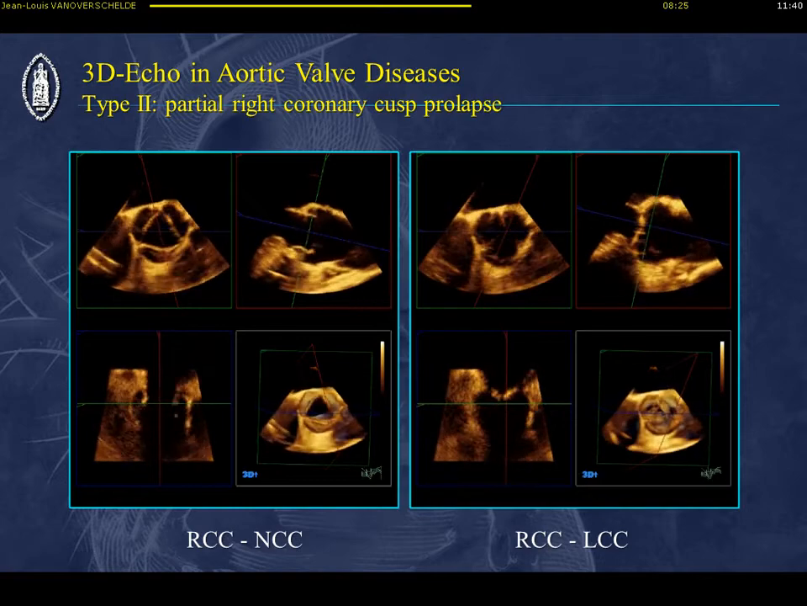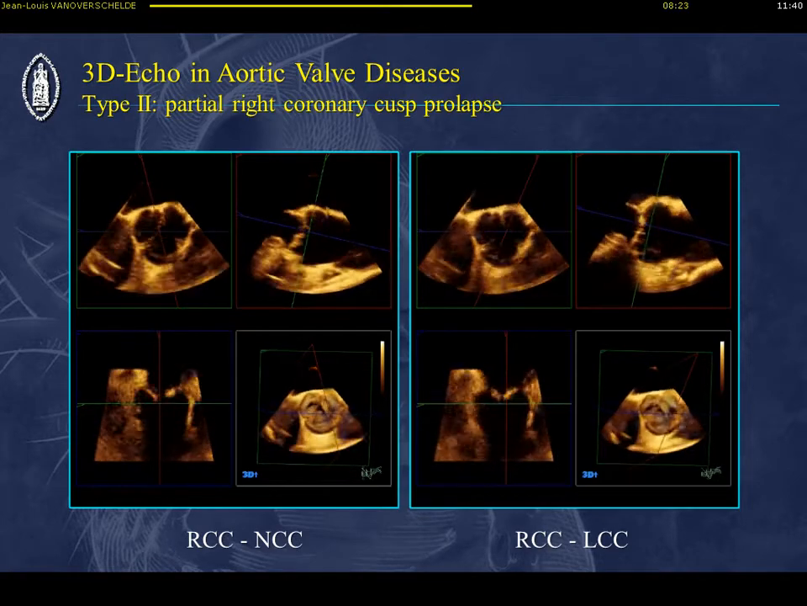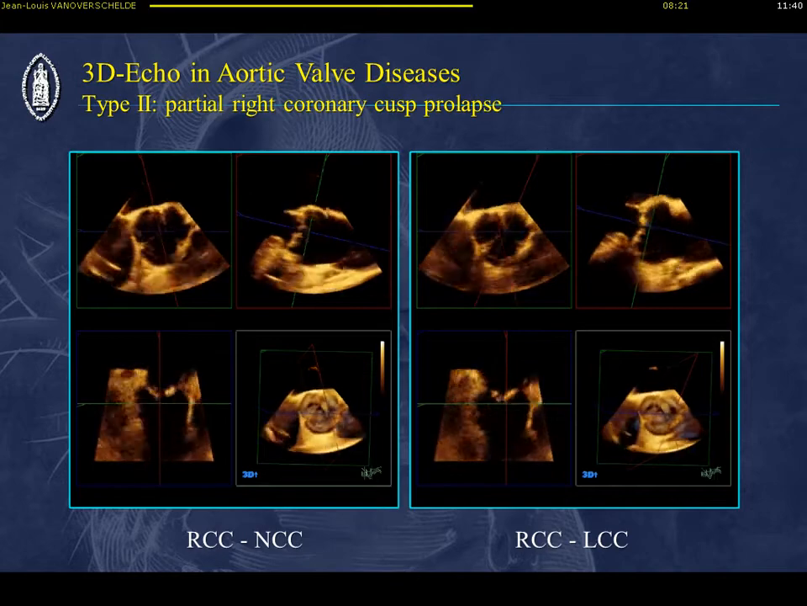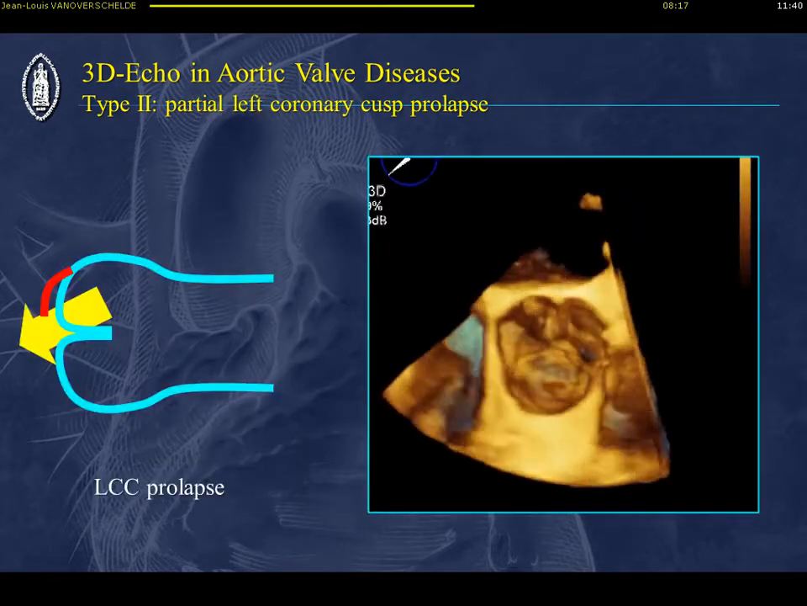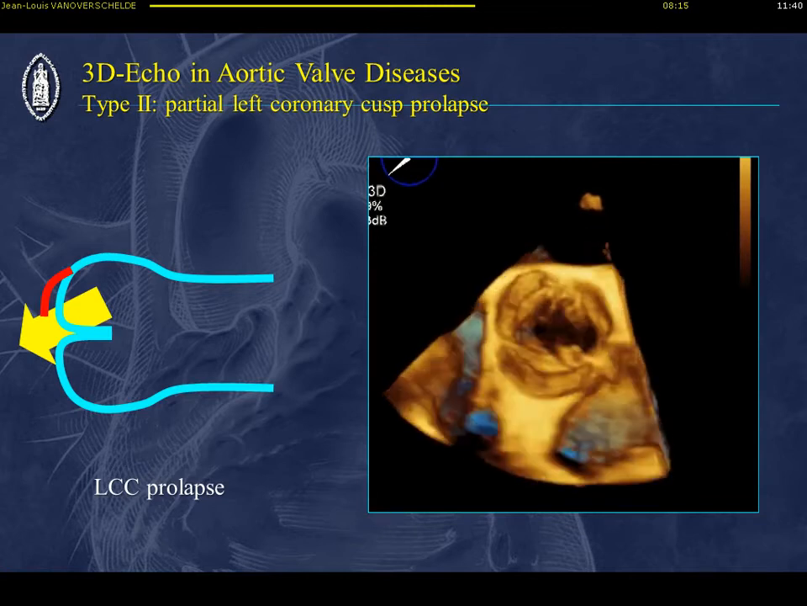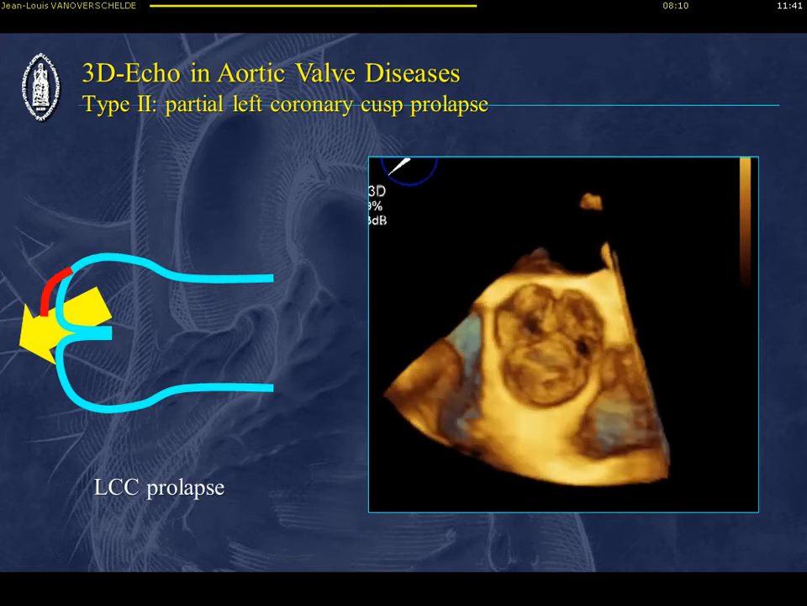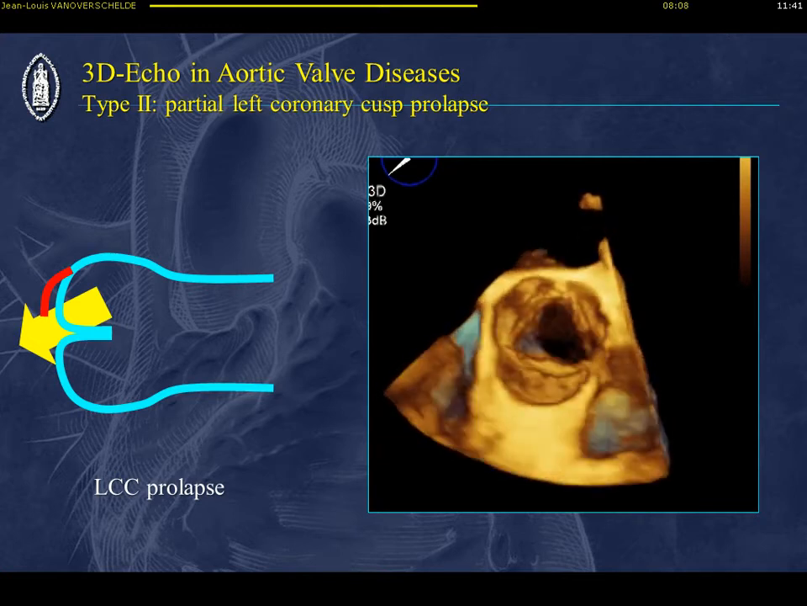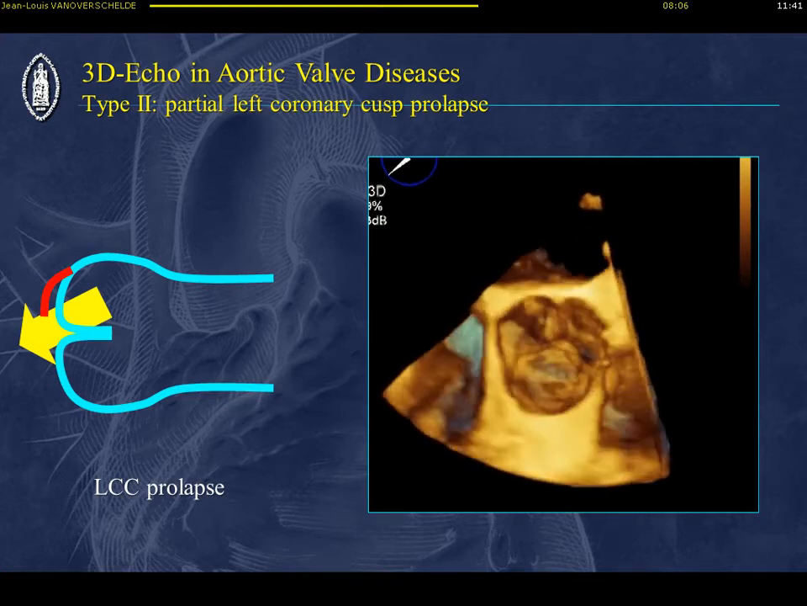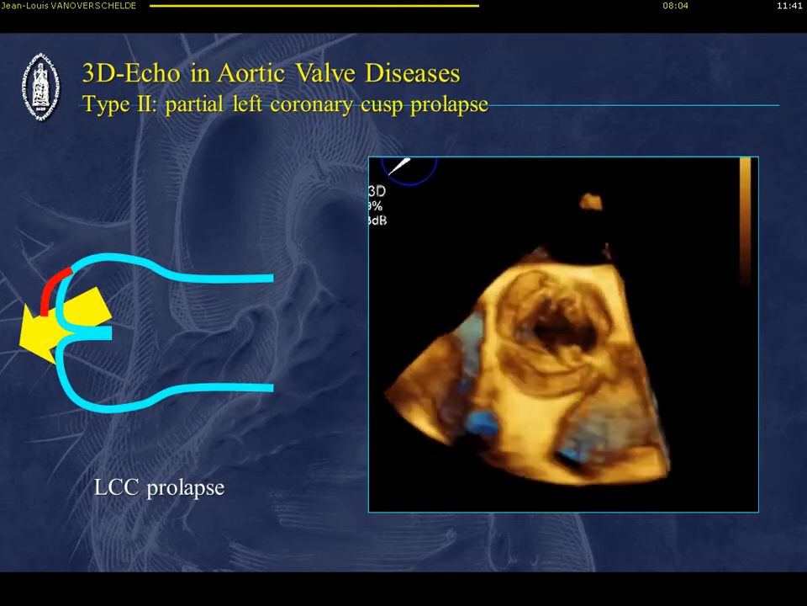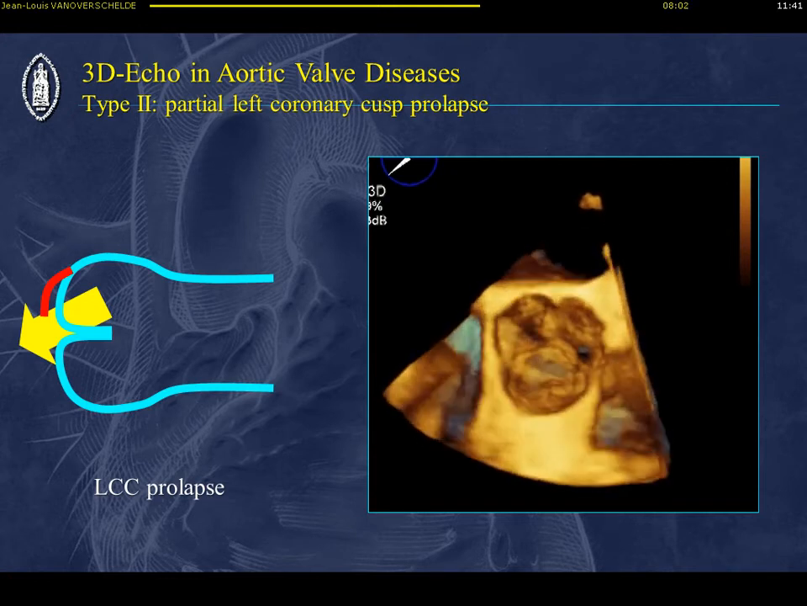So it's a distal cusp prolapse that involves every line of coaptation between the right coronary cusp and the two other cusps. It's easy for the right coronary cusp. You can do it with 2D. It's very complicated to see coronary cusp prolapses from the posterior cusp with 2D echocardiography because you're not perpendicular to the coaptation.